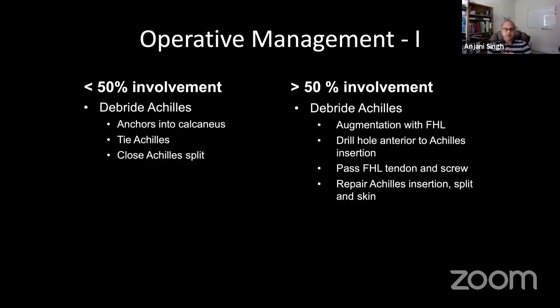So again, as we talked about, less than 50% involvement of the tendon on table, then you can just debride it. Sometimes you can anchor the tendon onto the calcaneus if you have inadvertently detached it from the calcaneus. And you need to close the split, which I'll show you in my next slide. Whereas if it's more than 50%, then always go with a plan of doing an FHL augmentation. If you don't have to do it on table, that's good enough, but make the patient aware so that we don't have to regret not having told the patient about it.